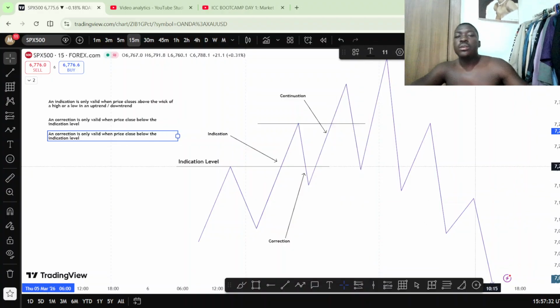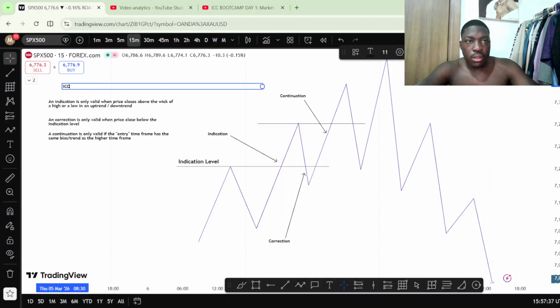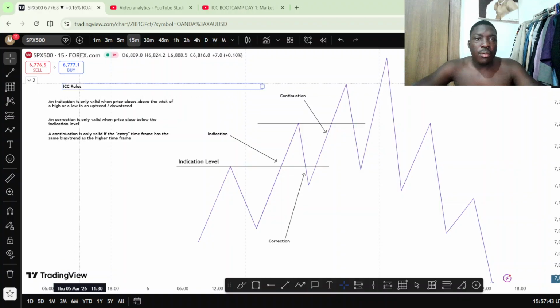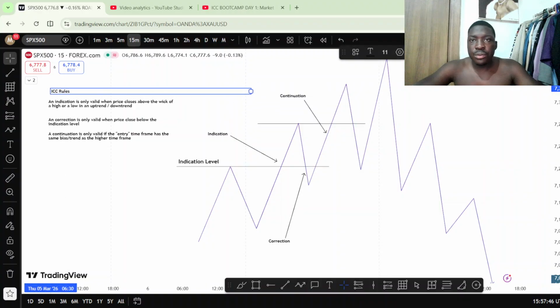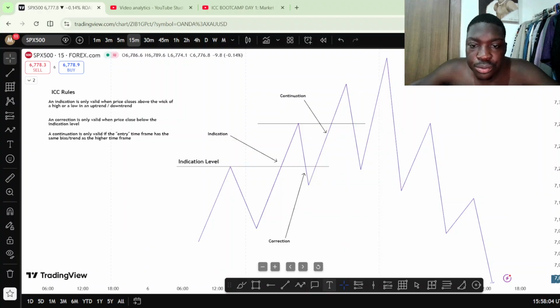Cool. So now we know the rules. Now remember what I said in my last video. The higher time frame is king. I do not scalp. I do not trade the 1 minute. I do not trade the 3 minutes. I barely ever trade the 5 minutes. I only trade the 4 hour, the 1 hour, the 15 minutes, or 30 minutes. I will get into time frames very soon.